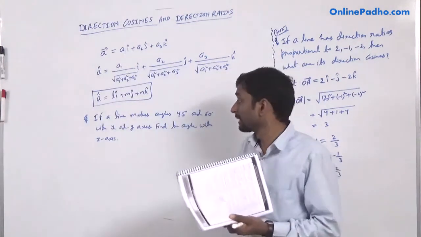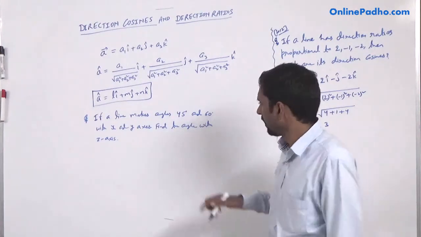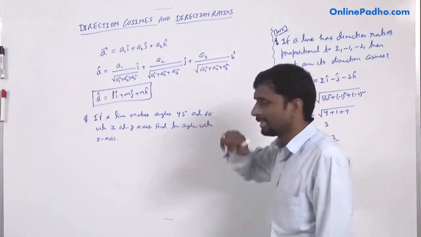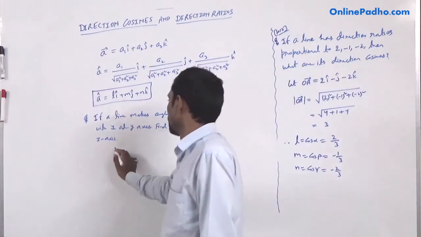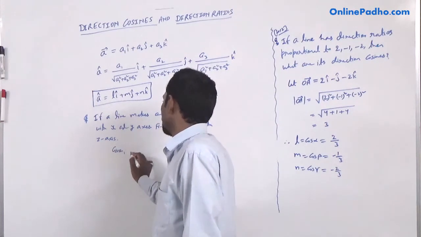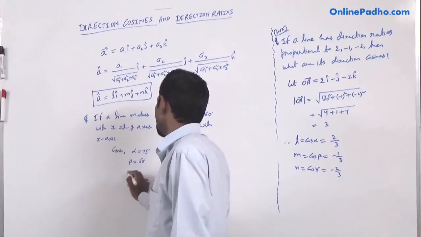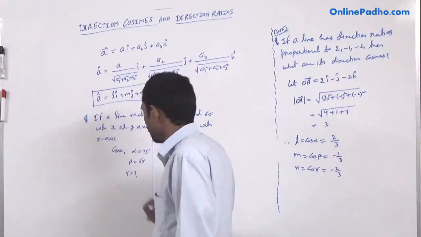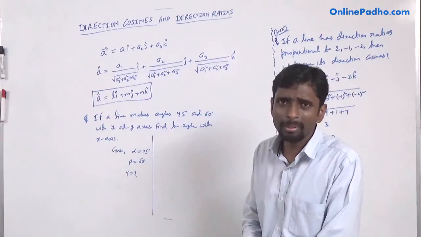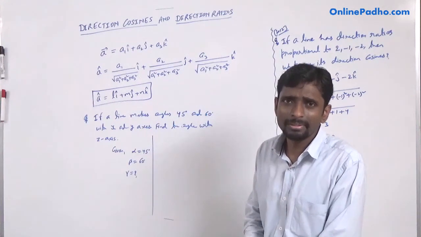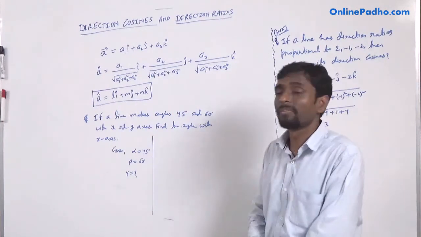If a line makes an angle of 45 degree and 60 degree with x and y, we can say that alpha is 45 degree and beta is 60 degree, and we have to find the value of gamma here. So in this question, given alpha equal to 45 degree, beta equal to 60 degree, and gamma we don't know. We have to find the value of gamma. So I think we have a relation between alpha, beta and gamma. Yes, we have a relation between alpha, beta and gamma.